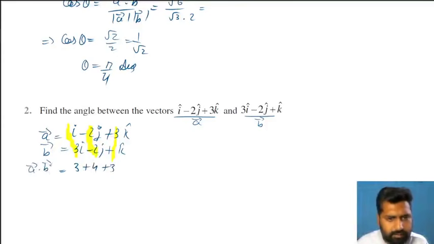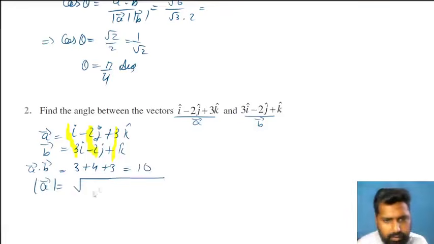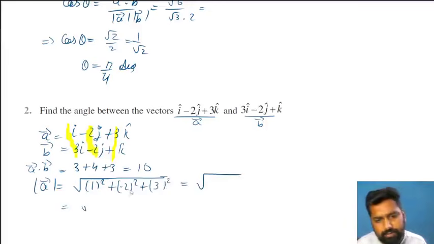A dot B is coming 4 plus 3, 7 plus 3, 10. What is the magnitude of A? This is something that we discussed in the last lecture. How do we calculate the magnitude? Square root of each component squared. What is the component here? I component is 1 squared, j component is -2 squared, k component is 3 squared. So this is coming out to be square root of 1 plus 4, 5, plus 9, 14.